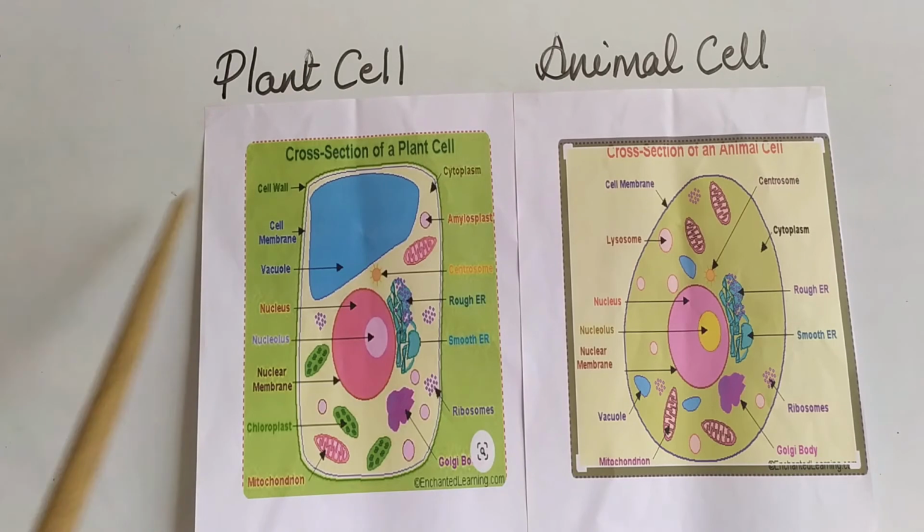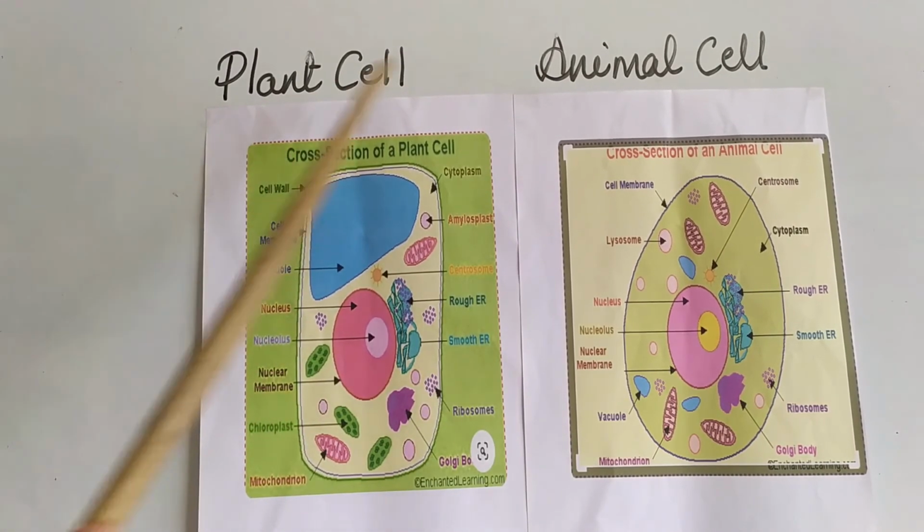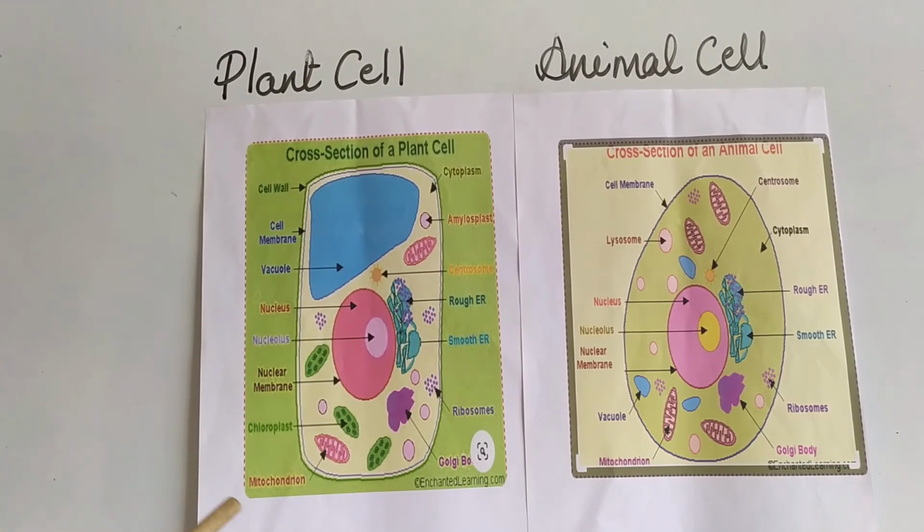So this is the comparison between a cross section of a plant cell and a cross section of an animal cell. An important diagram which can be asked is labeling the different components of both plant cell and animal cell. With this, we conclude the chapter Cell, Structure and Function.